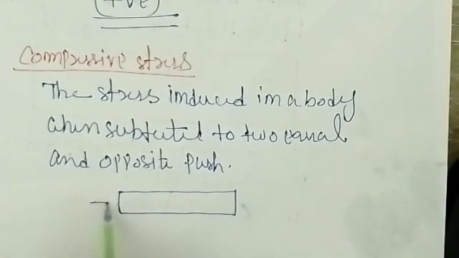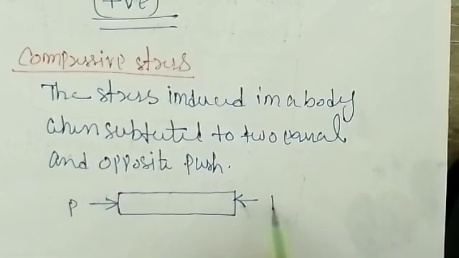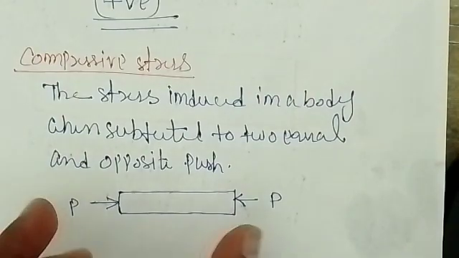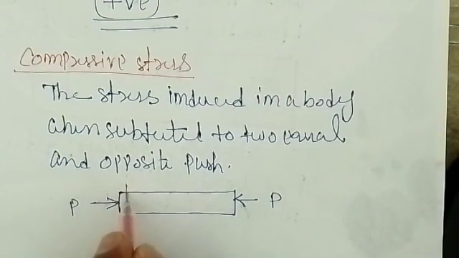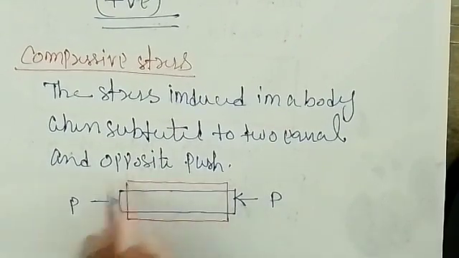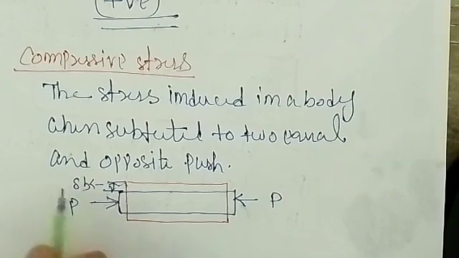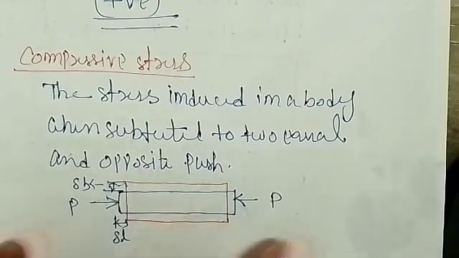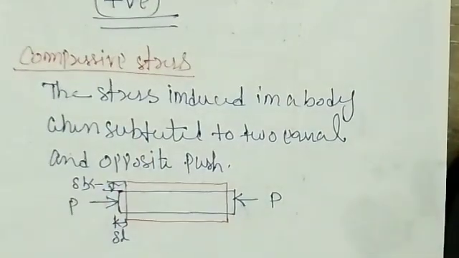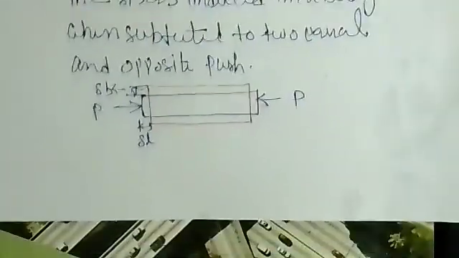So what will happen in compressive stress? You are pushing the body, this is P, this is P. When you push, the longitudinal dimension will decrease but the lateral will increase. So this is the new shape we get. This much of lateral dimension is increased by an amount delta B, and this much of length is decreased along the longitudinal. As the length is decreasing, compressive stress is negative in nature.